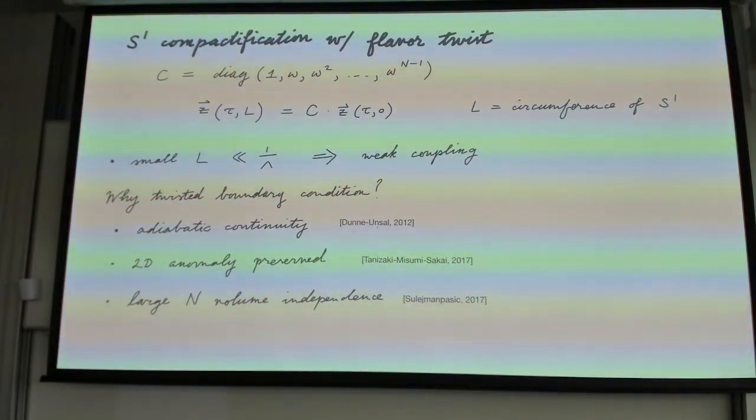And this is the idea that if you want to study the theory at small circle, you want that theory to be continuously connected to the theory on R^2, infinite R^2, and this was due to Dunne and Ünsal. Another reason is that this particular boundary condition preserves the two-dimensional anomaly. And that would not be the case if you just took periodic boundary conditions.